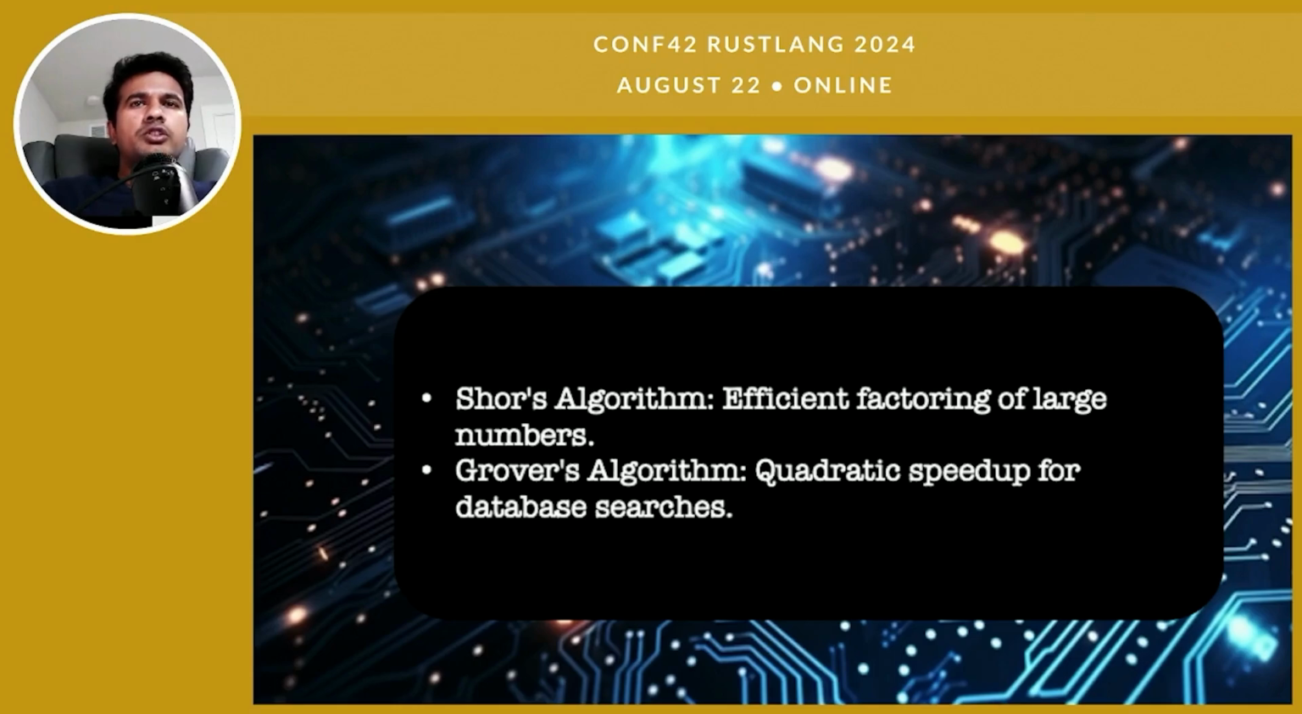There are two major quantum algorithms, Shor's algorithm and Grover's algorithm. Shor's algorithm is a quantum algorithm developed by mathematician Peter Shor in 1994. It efficiently solves the problem of integer factorization, which means it can find the prime factors of a large composite number. This is particularly important because the security of many encryption systems, such as RSA, is based on the difficulty of factoring large numbers.